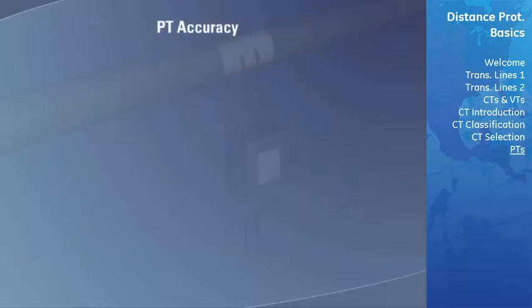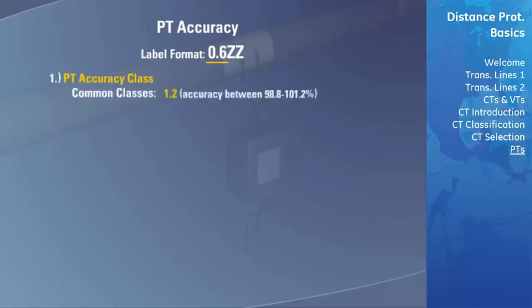The accuracy of a PT's operation is specified in the displayed label format. The first item in the label indicates the accuracy class of the PT. The three common accuracy classes are 1.2, indicating PT accuracy between 98.8 and 101.2%, 0.6, indicating PT accuracy between 99.4 and 100.6%, and 0.3, indicating PT accuracy between 99.7 and 100.3%.